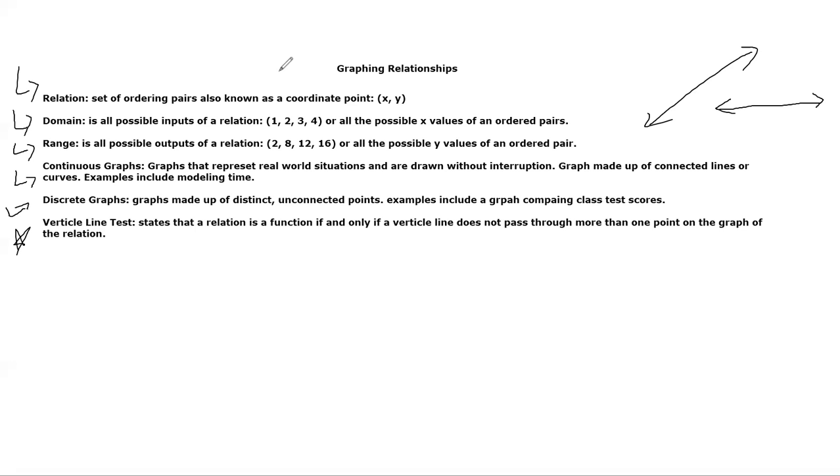The vertical line test states that a relation is a function if and only if the vertical line does not pass through more than one point in the graph of the relation. Okay, we'll get into that one at the end. But for now, why don't we go into what we're talking about with coordinate points? If you haven't done this in a while, you might recognize this. This is what we call a coordinate plane, or part of one, anyways.